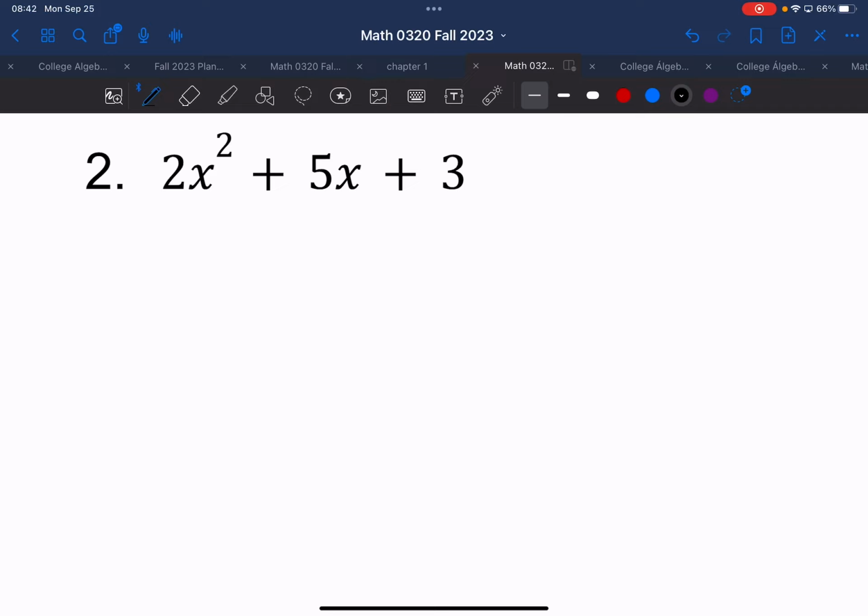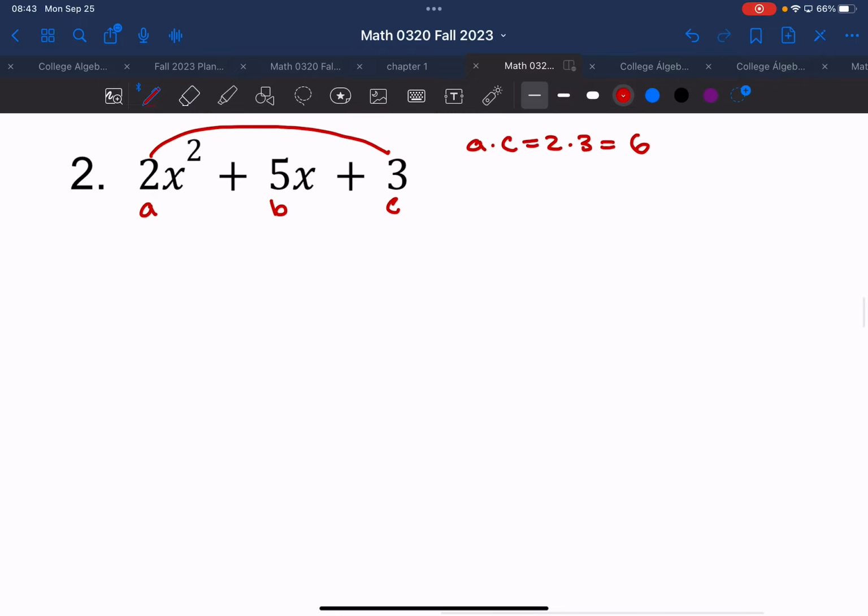Okay, now we're checking if we can take out a GCF. Yes or no? No. So we're going to go ahead and just start labeling. So we have our A, our B, and our C. And what's our first step? Multiply A and C. So we have A times C, which is 2 times 3, which gives us 6.